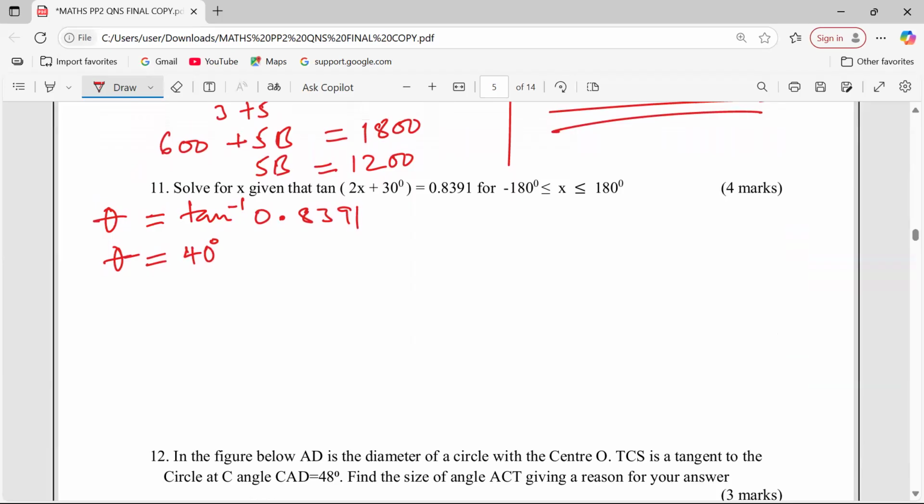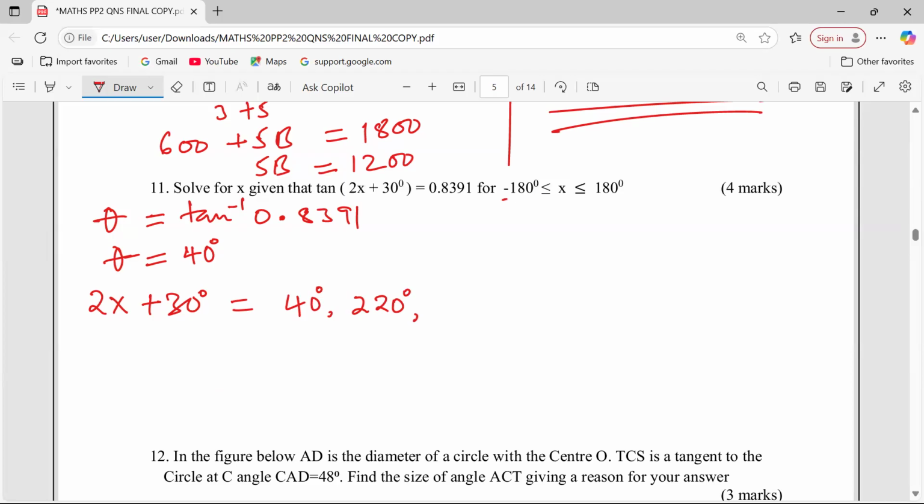the tangent here is positive. So we have to go to the quadrants where tangents are positive. So where tangents are positive, then 2x plus 30 shall be equal to, the first angle is 40, because 40 is in the first quadrant, and there all trigonometric ratios are positive. Then we need another 40 measured in the third quadrant, because tangents are positive in the third quadrant also, and 40 measured in the third quadrant shall be 180 plus 40, which is 220.